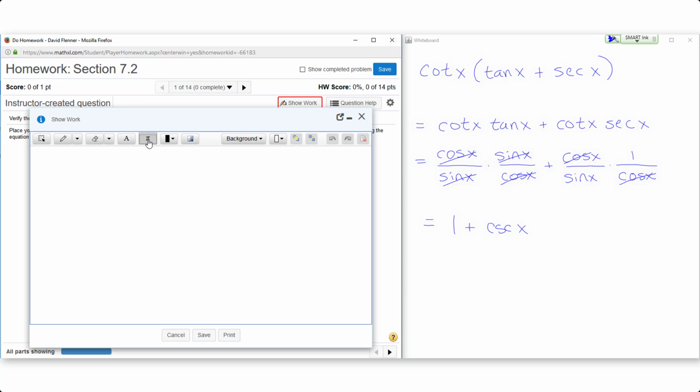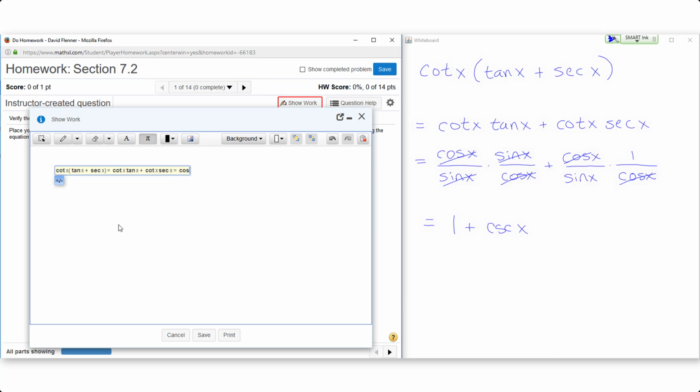It's pretty simple to use. You click on it, and then just click anywhere in the box, and it'll start a little equation box. Now you can just start typing away. So for instance, cotangent x, and it recognizes cotangent as a function, times the quantity tangent x plus secant x. That's the beginning of the problem. And then I distributed, so I got cotangent x times tangent x plus cotangent x times secant x.